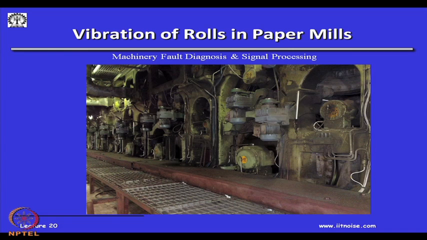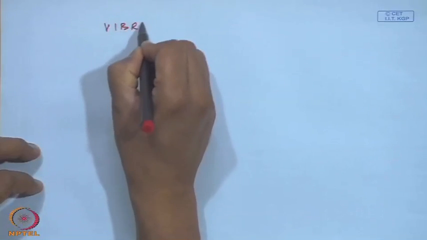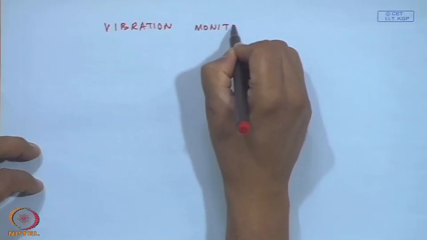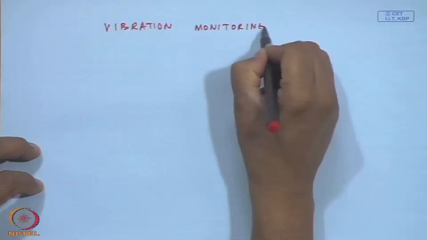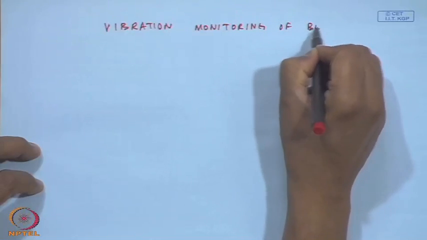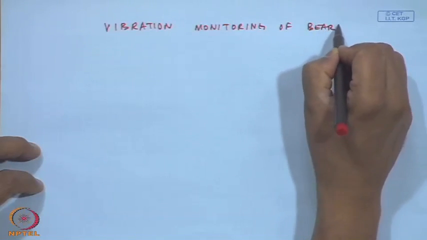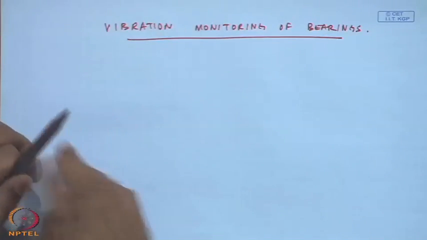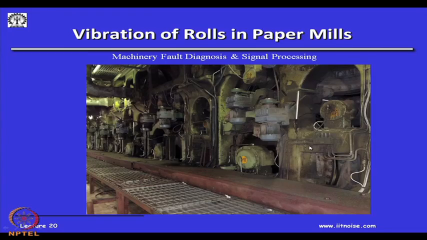Okay. So, we need to ensure that through vibration monitoring this can be avoided, and this can be done. Another case of vibration monitoring is the case of a permanently installed vibration monitoring of bearings. Particularly, this is the case of a paper mill.